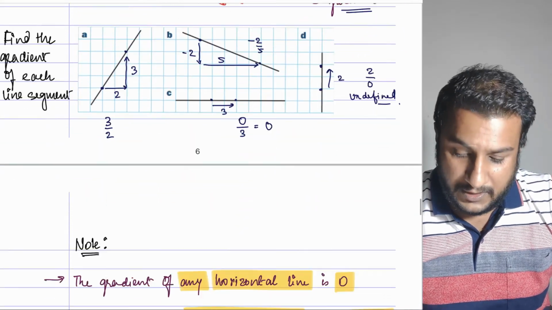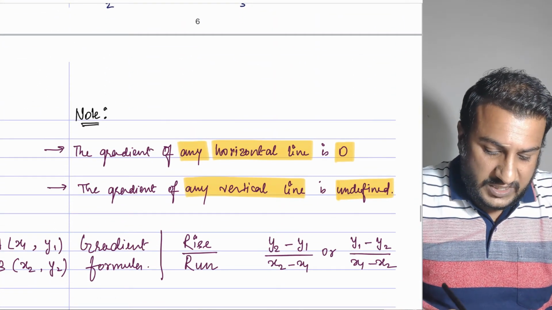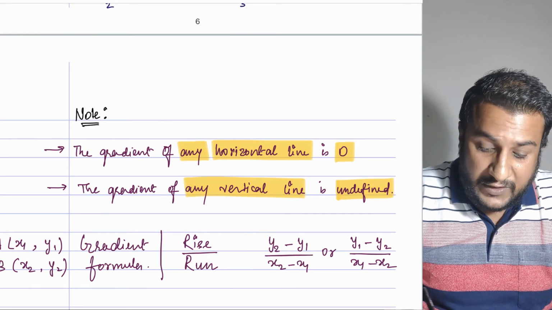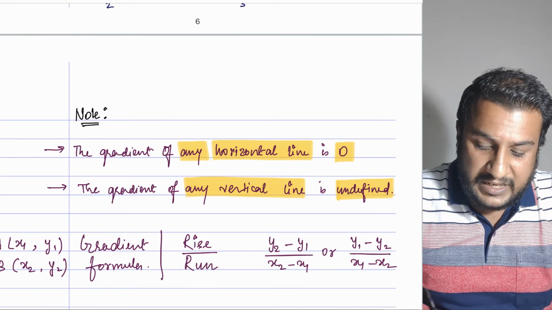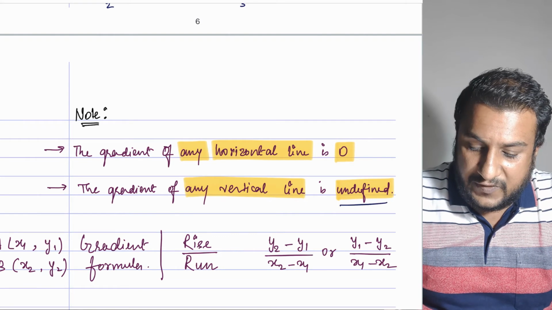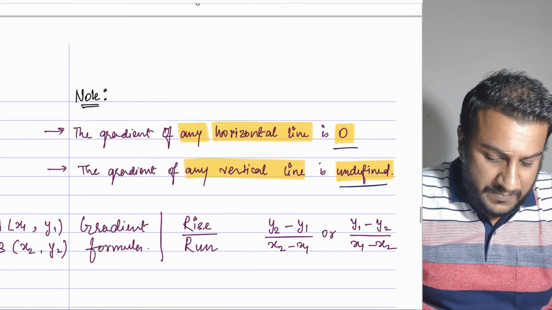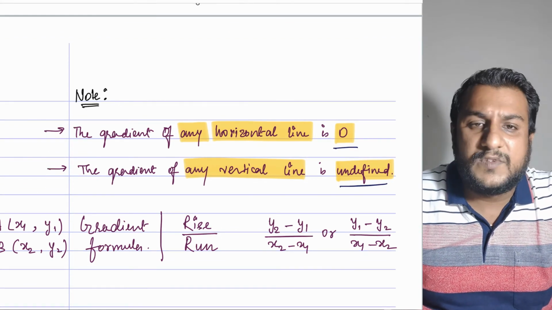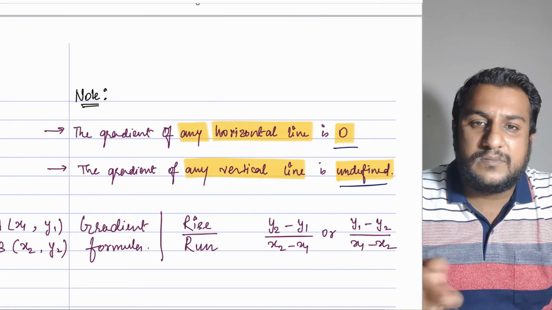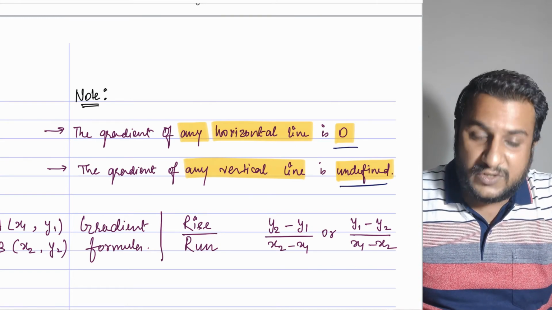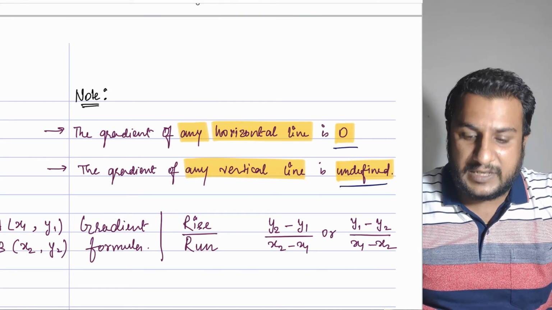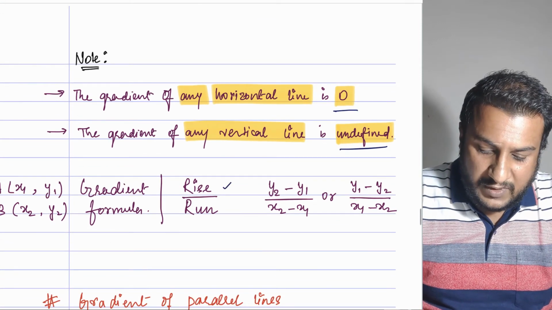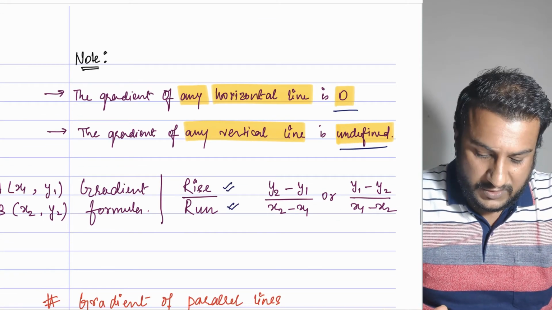Clear? Okay. So this is what we are discussing over here. The gradient of any horizontal line is 0 and the gradient of any vertical line is undefined. Now the formula: y2 minus y1 is your vertical step, and x2 minus x1 is your horizontal step. Rise over run. So we remember this also.